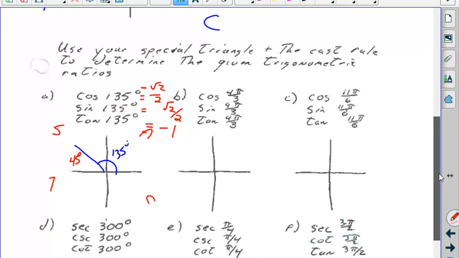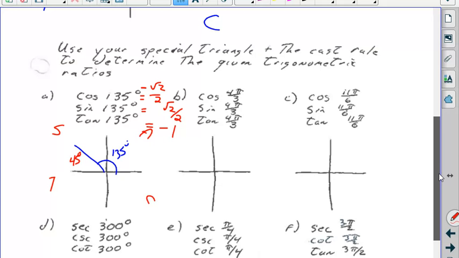You cannot get in the habit of using your calculator. Yes, if you go tangent of 135, it will give you negative 1. But if you punch in cosine of 135, it's going to give you negative 0.707... Okay? You do have to know your exact values.